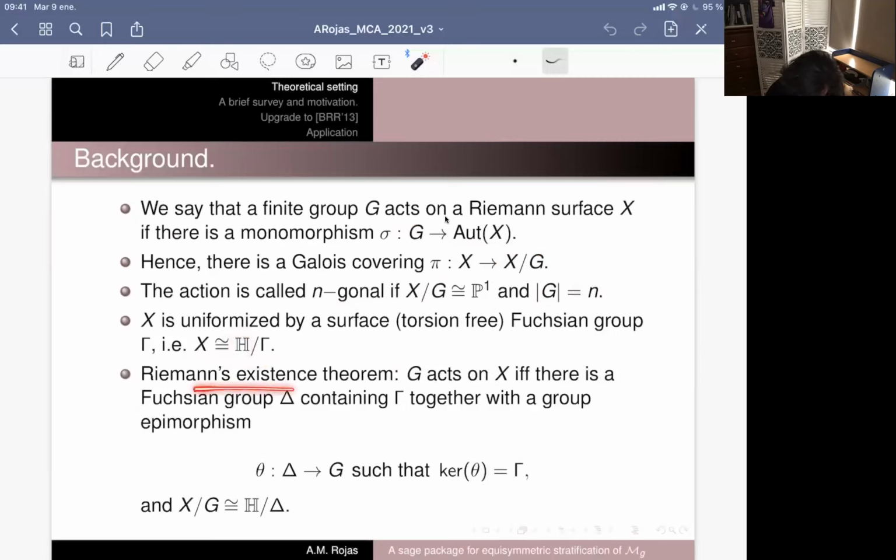And the Riemann existence theorem ensures that G acts on X if and only if there is a Fuchsian group delta containing gamma, where gamma is the one uniformizing X, together with a group epimorphism theta from delta to G, such that the kernel of theta is gamma.